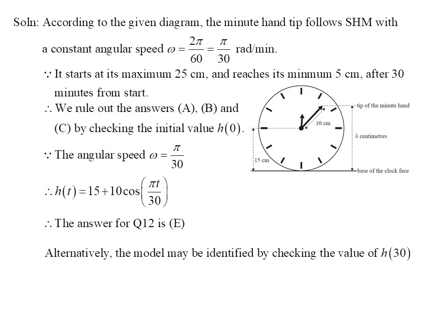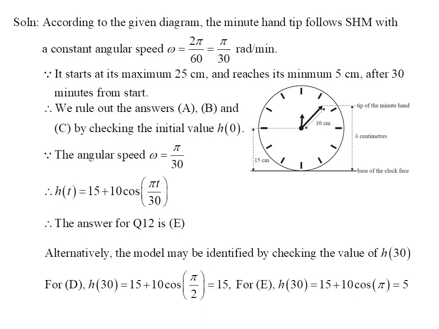Alternatively, the mathematical model may be determined by checking the value of h after 30 minutes from 12 noon. As for choice D, h of 30 equals 15 plus 10 times cosine pi over 2, which is 15 cm, while for E, h of 30 equals 15 plus 10 times cosine pi, which equals 15 minus 10, which is 5 cm. So in this way, we can also identify that E is the right answer.